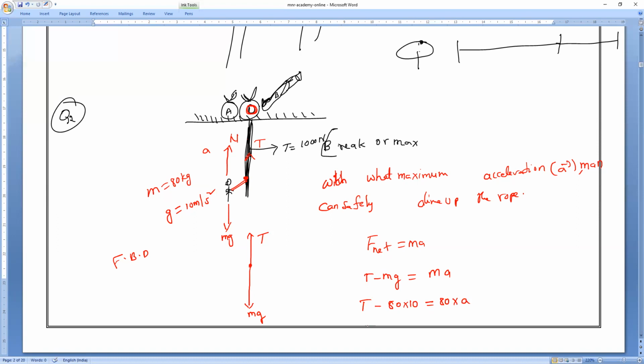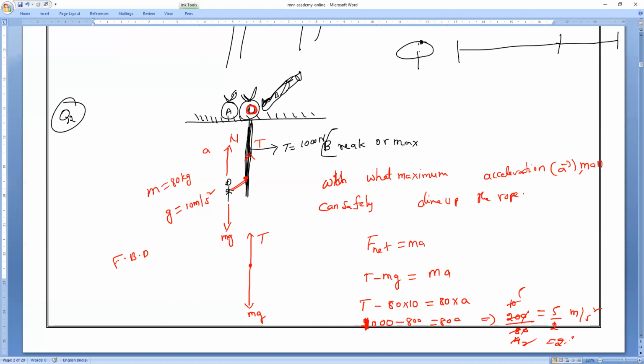So T value we also know. What is the tension in the string? They have given it: 1000 Newton. 1000 minus 80 into 10, that is 800, equals 80a. So 1000 minus 800 is 200, divided by 80. You can cancel 20: 2 fours are 8, 2 tens are 20; next 2 twos are 4, 2 fives are 10. So what is the answer? 5 by 2 meter per second square.